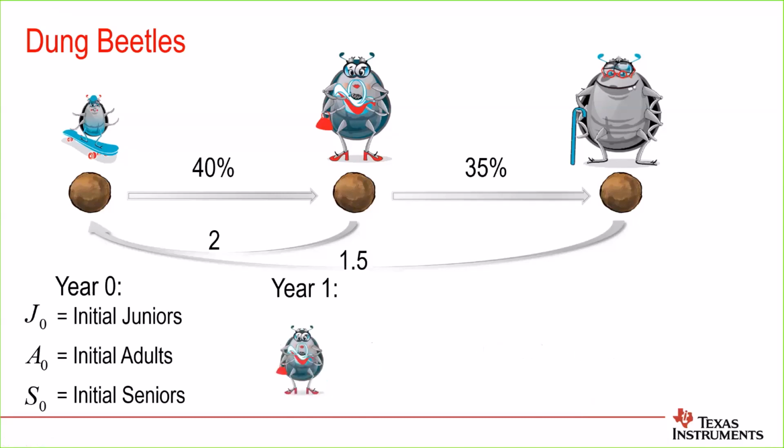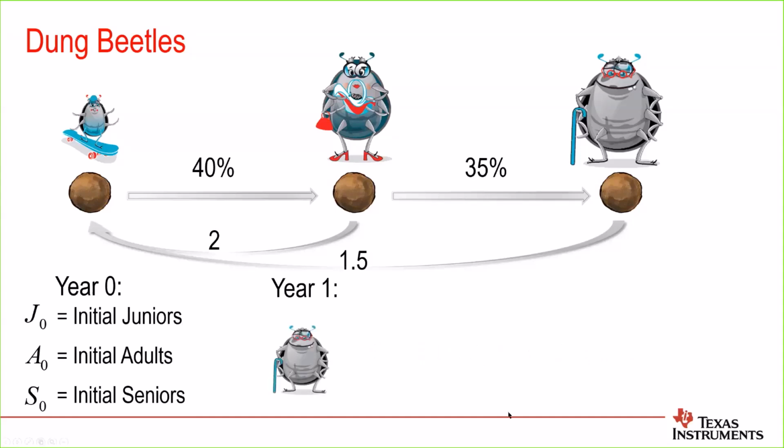Then if we wanted to look at how many adults we'll have in year one, we know that we get 40% of the current juniors. Current adults don't produce new adults, and current seniors don't produce adults. So the only thing contributing to next year's adult population is the survival of the juniors. So you can see there's a lot of zeros in here, and that'll come out in the matrix shortly.